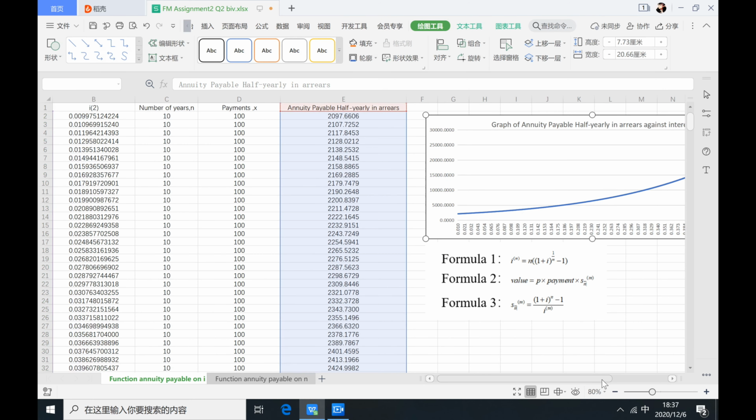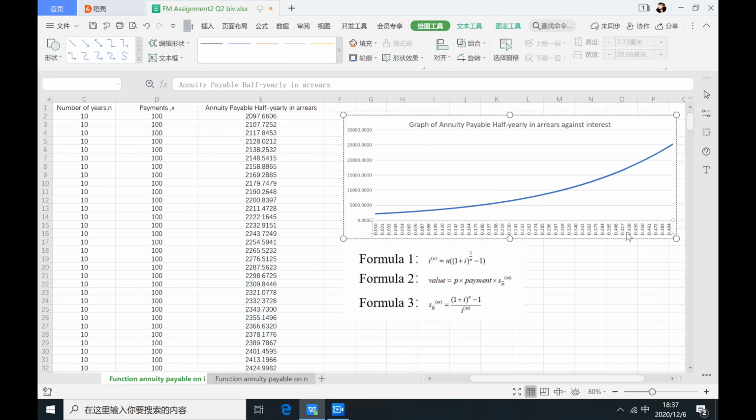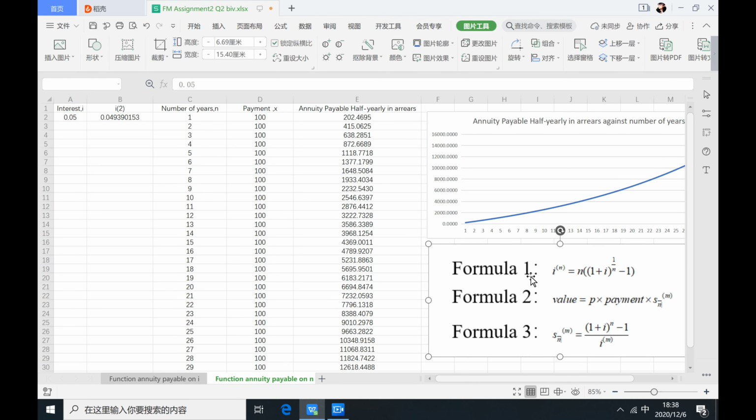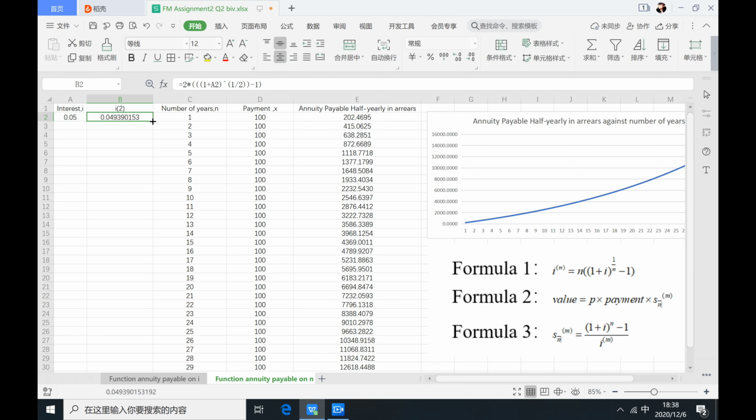It can be seen from the graph that as interest rates increase, the final value of the annuity continues to increase. So, first, we let the nominal interest rate equal 0.05. In this case, we use Formula 1 to calculate the nominal interest rate per semester, which is about 0.04939. The payment time ranges from 1 year to 30 years.